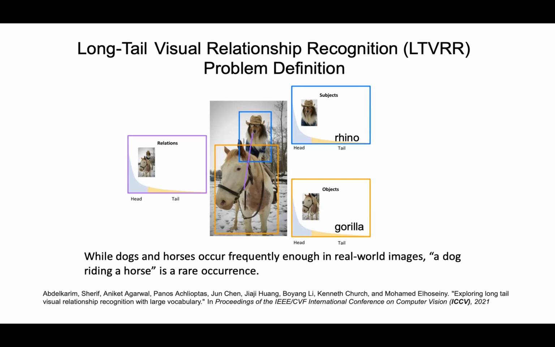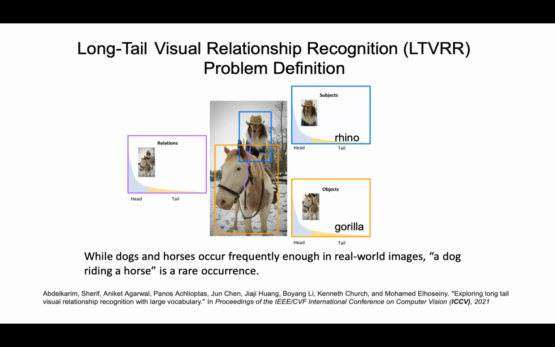Given the AI models, we can recognize the subject, the dog, and also the object, a house. But it is very difficult for an AI model to recognize the dog riding a house relation, because there are very few such examples in the training data. Also, the dog and the house are very common objects. So we can see there are very long-tail relationships.